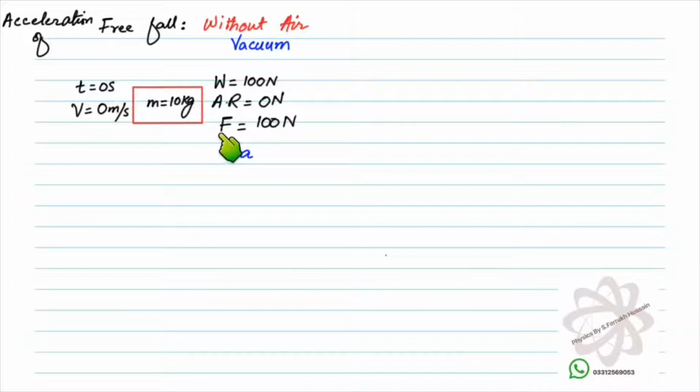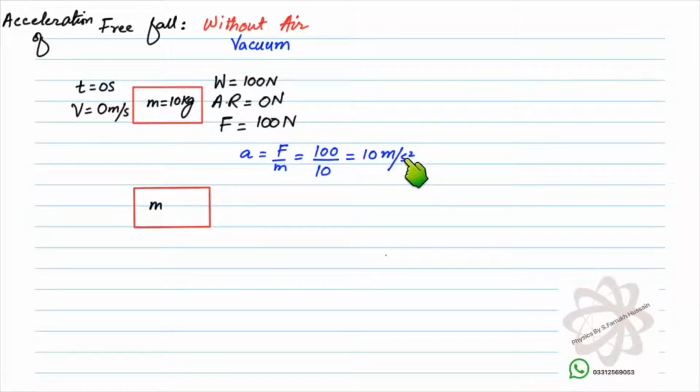100 Newton is actually the resultant force. By the formula F is equal to ma, Newton's second law, we can find out its acceleration. A is equal to F upon m. 100 divided by 10 gives 10 meters per second square, which means this is the acceleration just after you drop the object. According to this acceleration, after 1 second, the object will gain speed of 10 meters per second because the acceleration actually tells you how much change in velocity will be per unit time. So after 1 second, it will have a velocity of 10 meters per second.